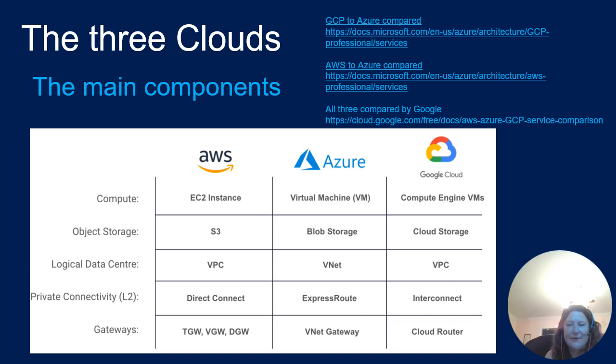This main diagram here, the top one is comparing the main compute options. So the EC2 instance we just talked about, virtual machines on the other two. Then object storage. In AWS you're going to use S3 for that. S3 is basically the equivalent of blob storage and cloud storage. It's where you typically just store lots of files.